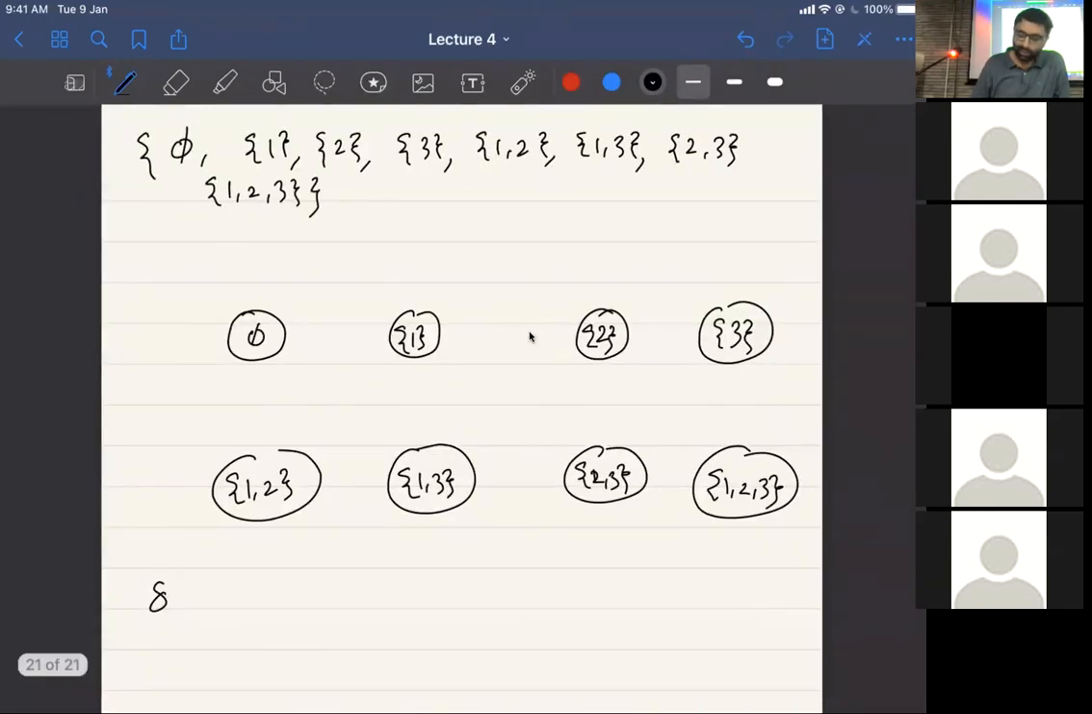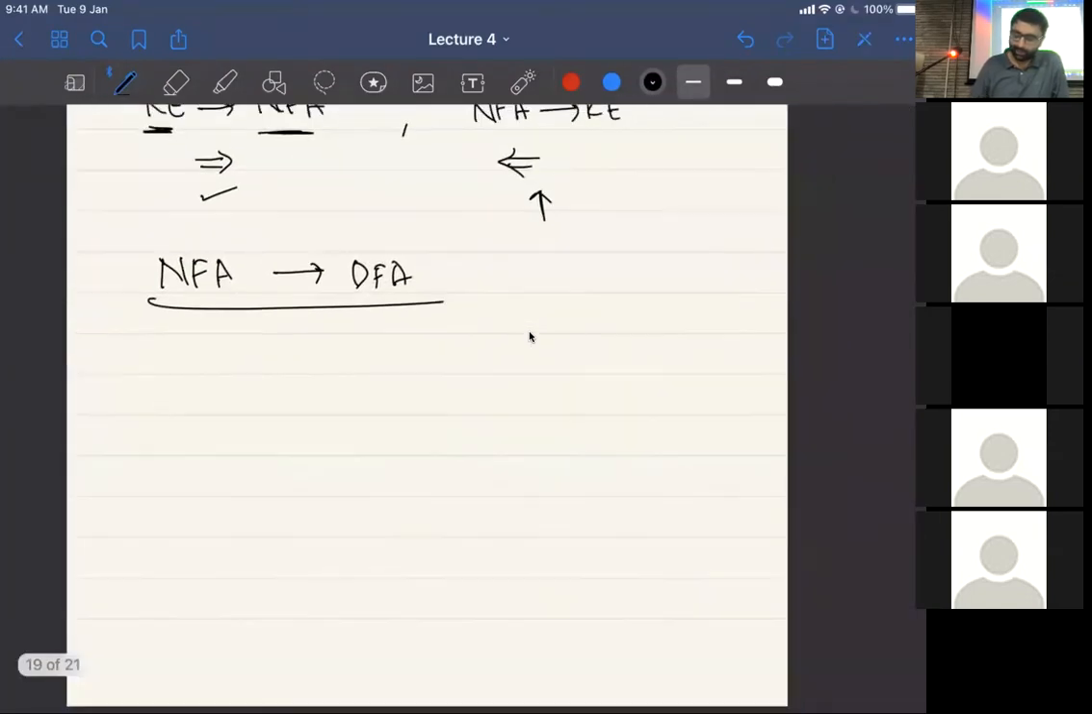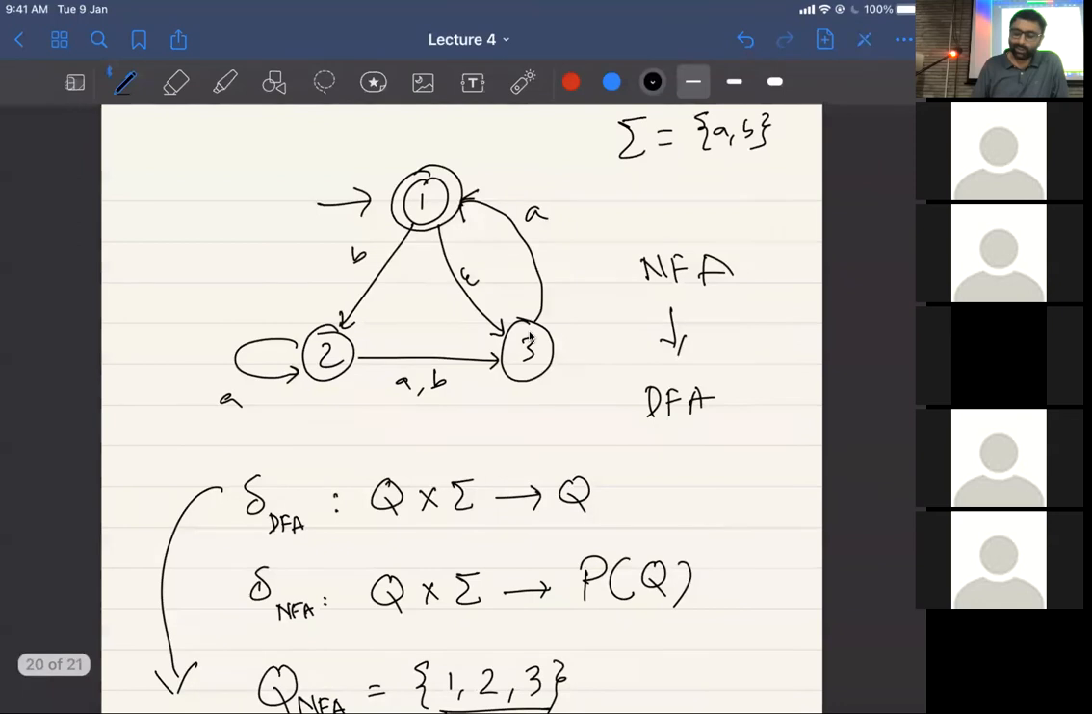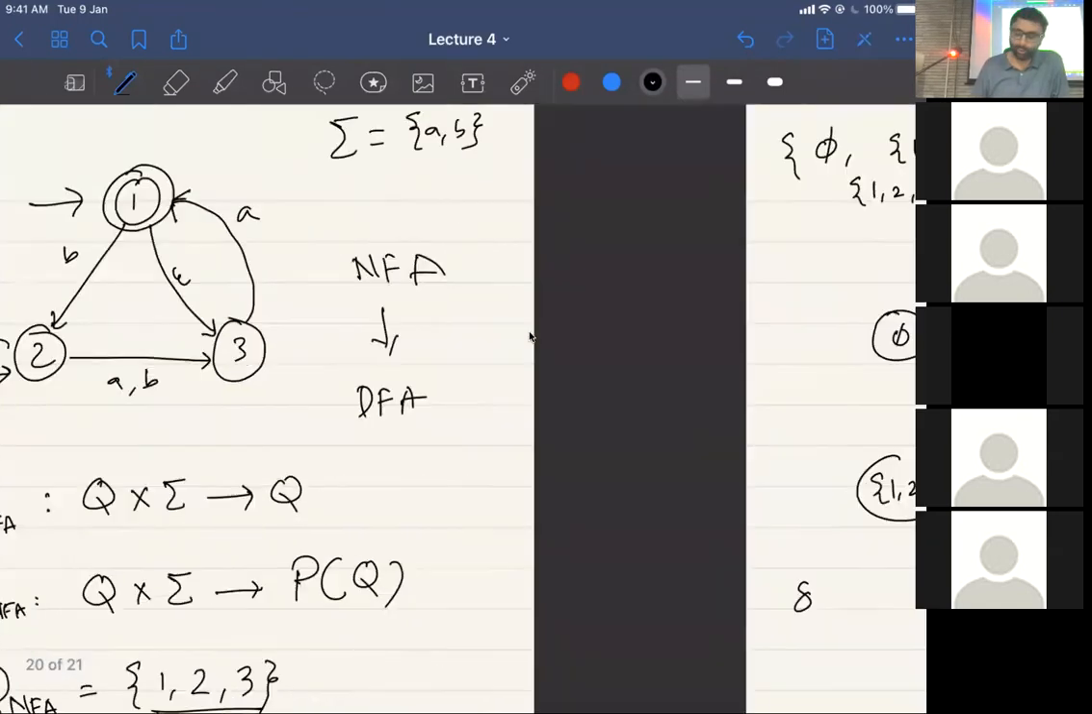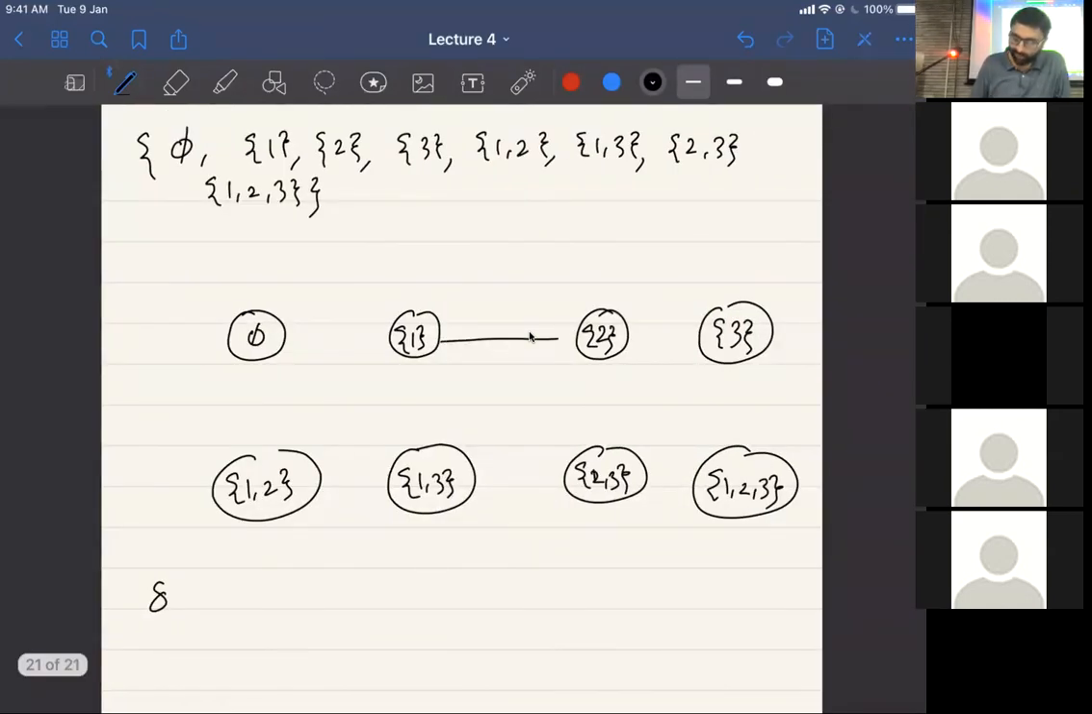So this is the state one. So when it reads one, it doesn't go anywhere. So let's come back, sorry, and see when the machine is in state one, when it reads B, where does it go? It goes to two. So we will have this one. Okay. When the machine is in no state and it reads one or zero, where does it go? It goes nowhere, right? Okay.